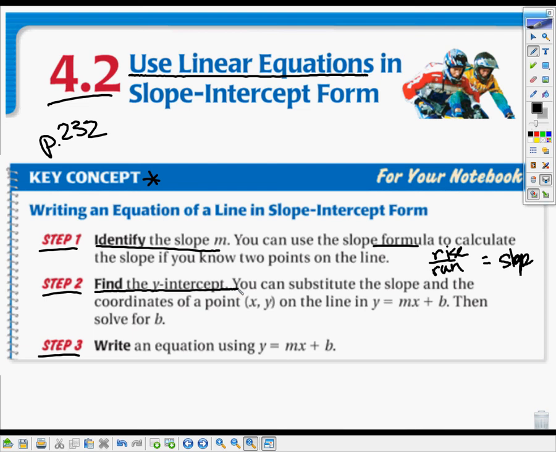And this goes on to say you find it by substituting the slope and the coordinate points x and y on the line into the equation y equals mx plus b, and then solve it for b. The third step will be at the end. You'll have to then write the equation in slope-intercept form, where you're going to insert something for the slope and put something in for b as well.